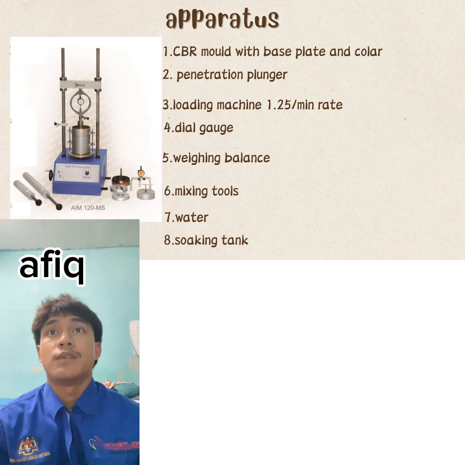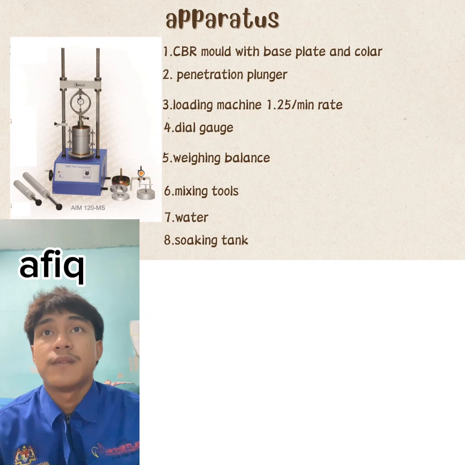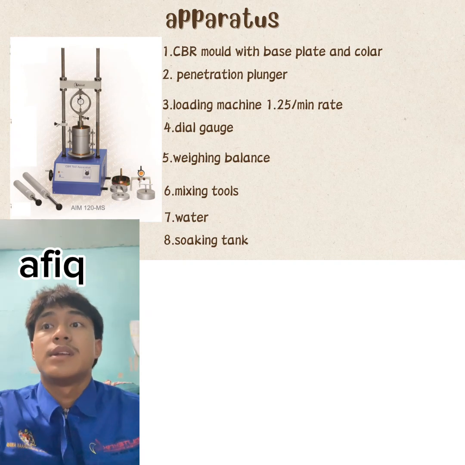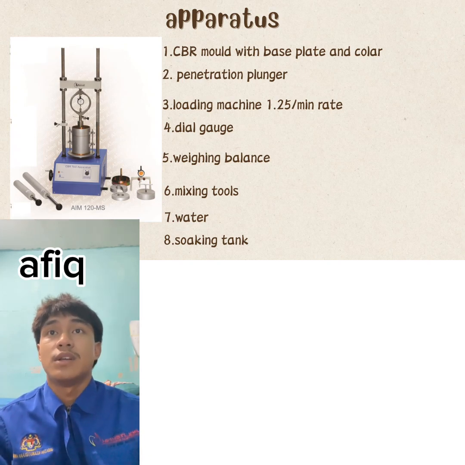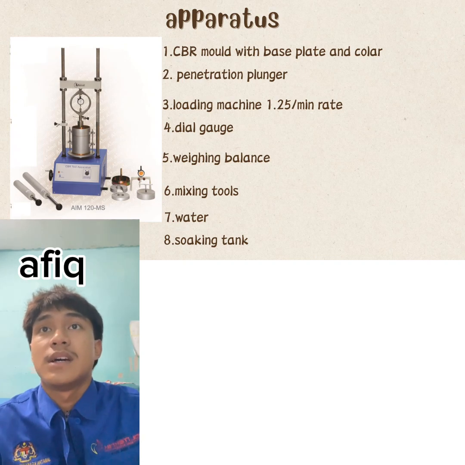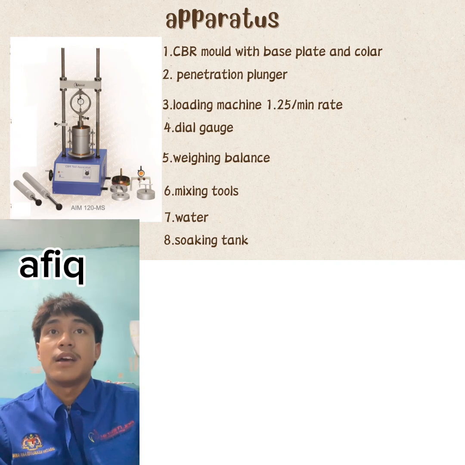So let's move on to the apparatus for the California bearing ratio. The first one is a cylindrical mold with an inside diameter of 150 mm and a height of 175 mm, provided with a detachable extension collar 50 mm in height and a detachable perforated base plate 10 mm thick. The second one is a spacer disc 148 mm in diameter and 47.7 mm in height, along with handles.